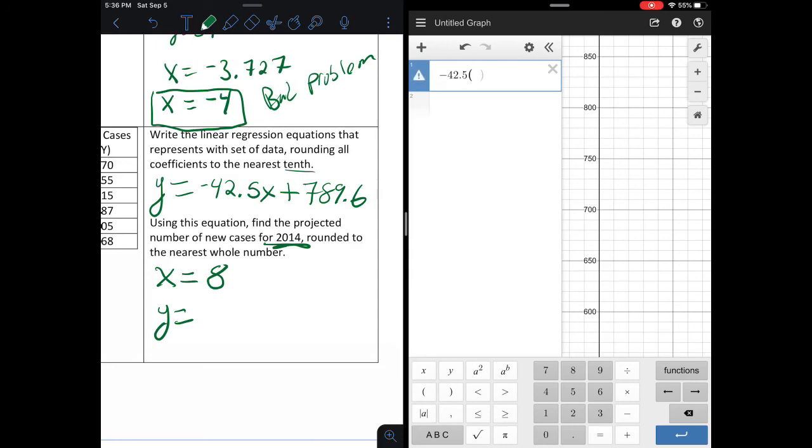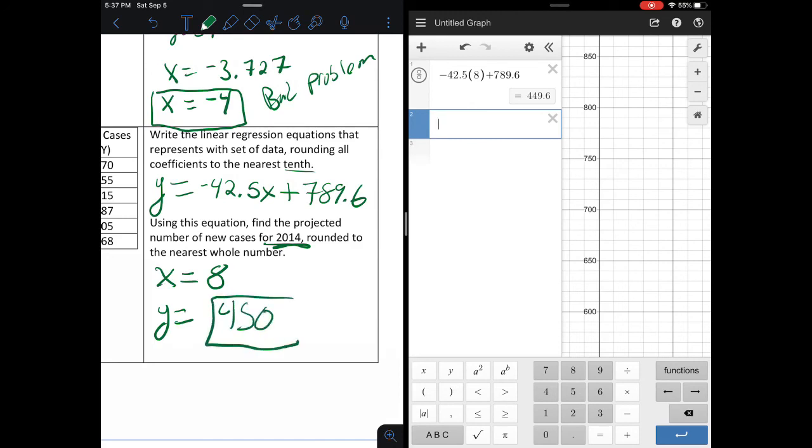Now, if you don't have a calculator, Desmos can actually be a calculator for you. I can go negative 42.5 times 8 plus 789.6. Oh, I forgot my decimal. 0.6. And it tells me 449.6. Rounding to the nearest whole number, 450 is our answer.